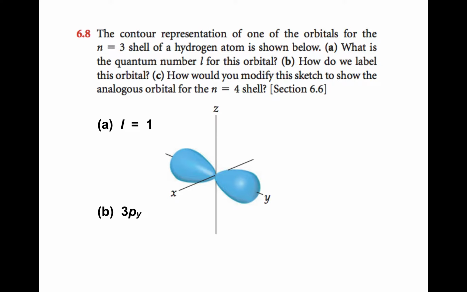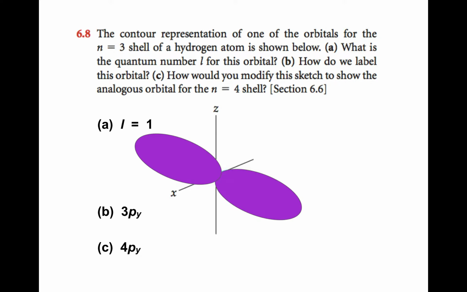All right, that's B. How would you modify your sketch to show the analogous orbital for n is equal to 4? All right, so n is equal to 4 with a P shape. It'd be the same shape. It'd just be bigger, further out. So a bigger distribution further out from the nucleus.